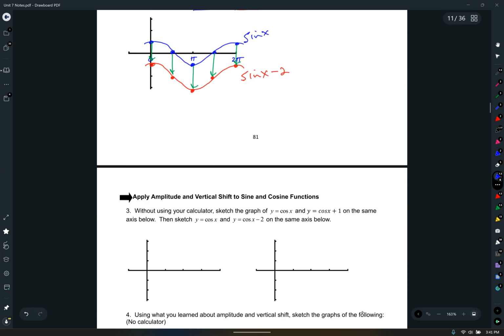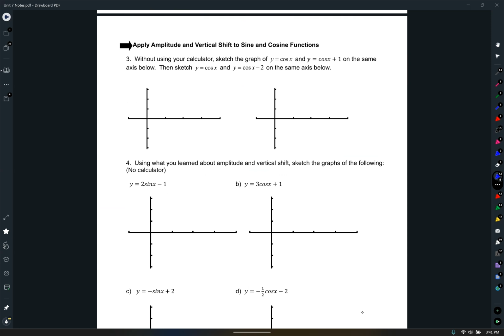Okay, so what if we put everything together? Let's put together the concept from last time, the amplitude, with the vertical shift. All right, so number 3 says, without using your calculator, sketch the graph of y equals cosine and y equals cosine plus 1 on the same set of axes. Then sketch y equals cosine and cosine minus 2 on the same set of axes. Okay, so I'm going to put these two that are in blue on the same set.